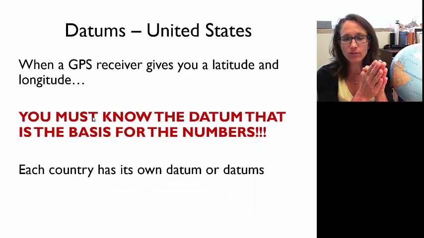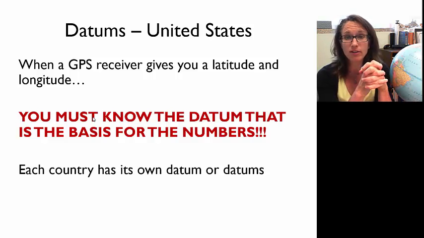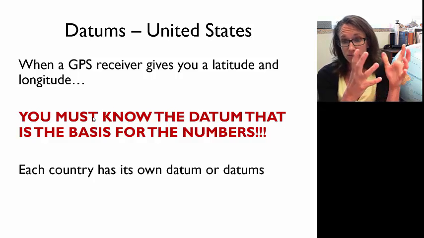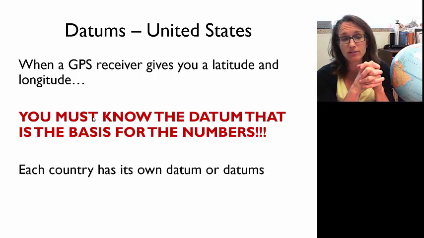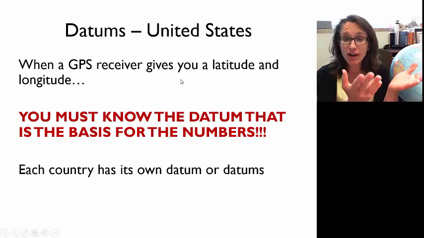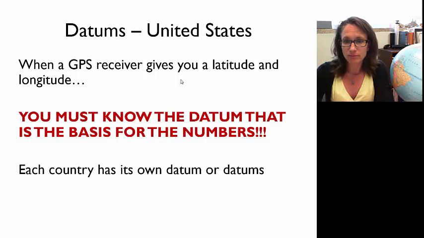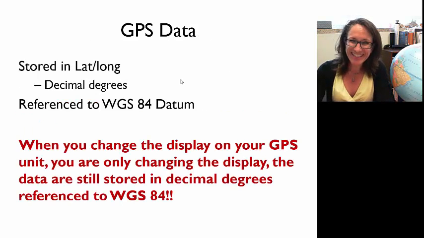So when you use a GPS receiver and it gives you a latitude and longitude, you must know the datum that is the basis for the numbers. Pay attention too that if you're traveling and working in another country, each country has its own datum, or maybe multiple ones. So for our purposes in this class this semester, we'll be using WGS 84 mostly, but you may come across data that's referenced to NAD 27. But when you travel, or if you're working in another country, you want to make sure of what datum your data are referenced to.